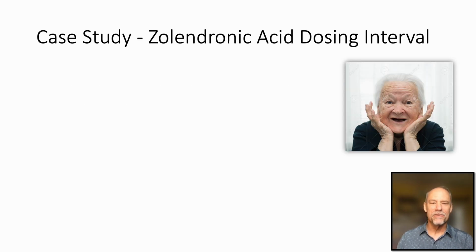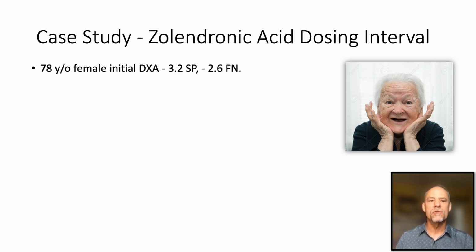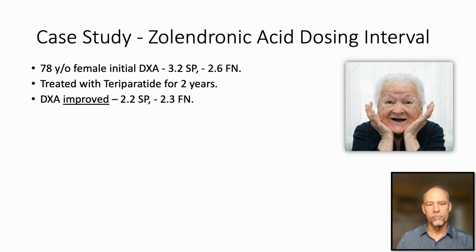Let me give you a case vignette here. This is a 78-year-old lady who came in with negative 3.2 at the spine and negative 2.6 at the femoral neck. She was treated with teriparatide for 2 years. She had a great improvement, negative 2.2 at the spine, and I often see really prominent improvements in the spine, less at the hip, but still a prominent improvement.